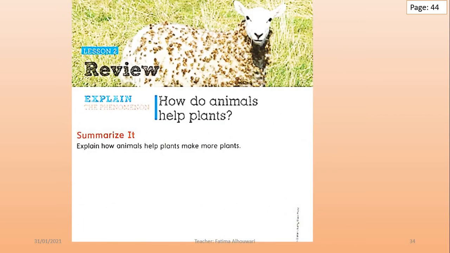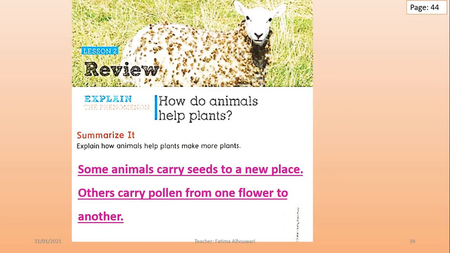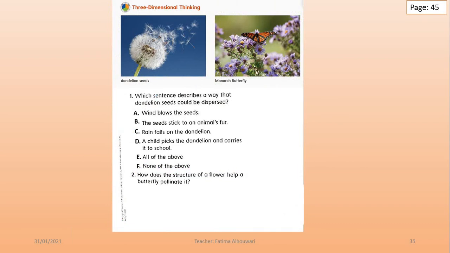Now let's summarize it. Explain how animals help plants make more plants. What do you think? Think about it and write your answer in this space. For me, I think some animals carry seeds to a new place. Others carry pollen from one flower to another. We have more questions. Interesting.